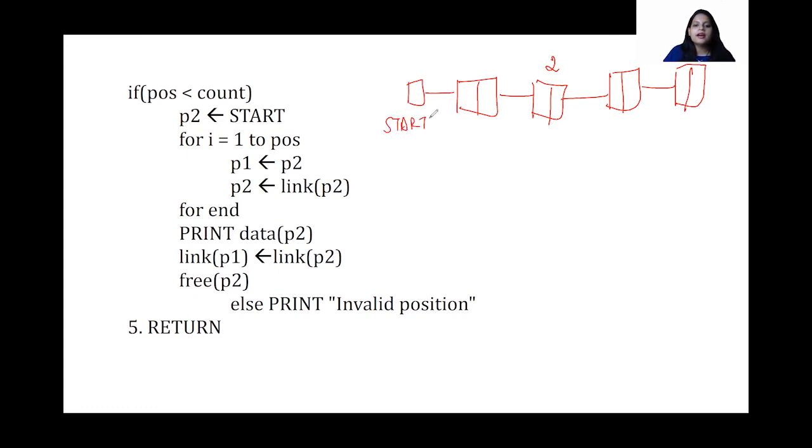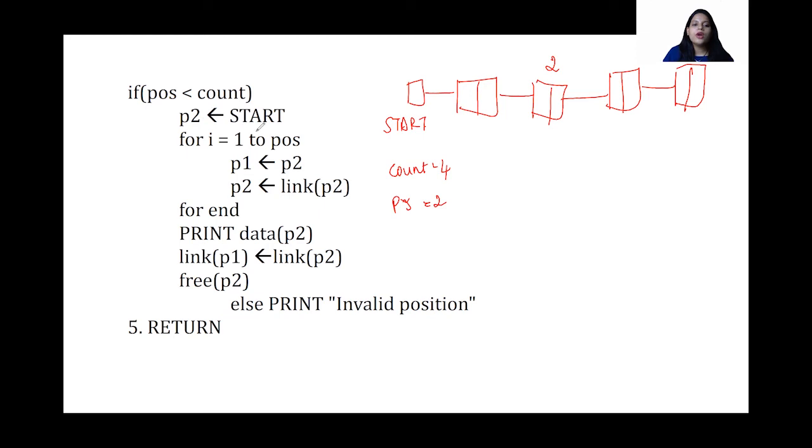So this is my start. Suppose I have 4 nodes in this one. According to the previous calculations, the count should be 4 and my position value is 2. Okay, so let's see how the code works. First, I'm going to say if position is less than count. Of course, in this case the position is less than count because the count is 4 and position is 2. So it is not the beginning of the linked list and it is not the end of the linked list.